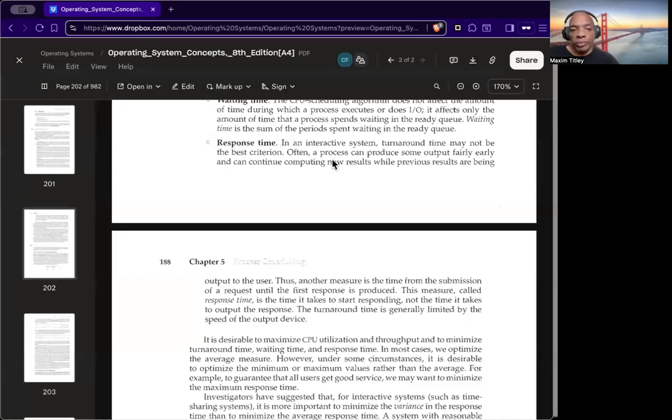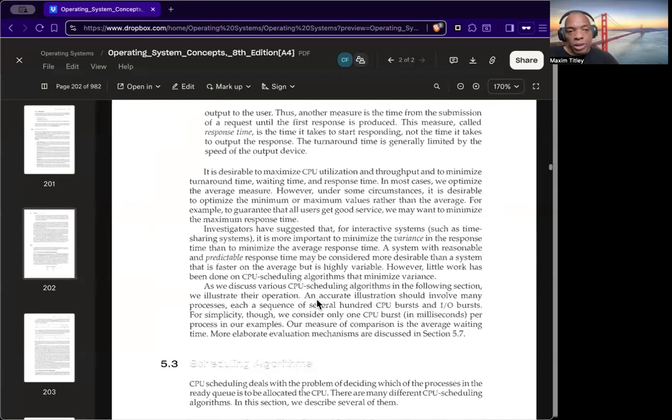Now, the response time. Let's suppose that we have a very interactive system. The turnaround time may not be the best criterion, right? Instead, a process can produce some output fairly early and can continue computing new results while previous results are being output to the user. So another measure that we can use is the time from the submission of a request until the first response is produced. And this measure is called response time, right?